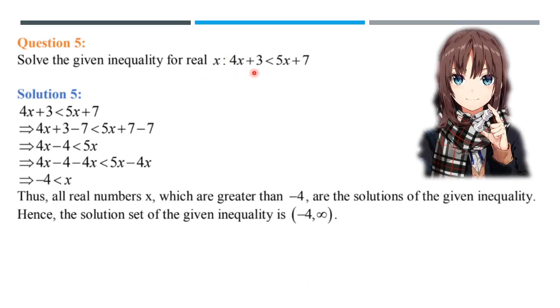Solve the given inequality for real number. So first of all, let's solve it by subtracting 7 from both sides. What are we getting? 4x minus 4 less than 5x. Now what are we doing? We are subtracting 4x from both sides.